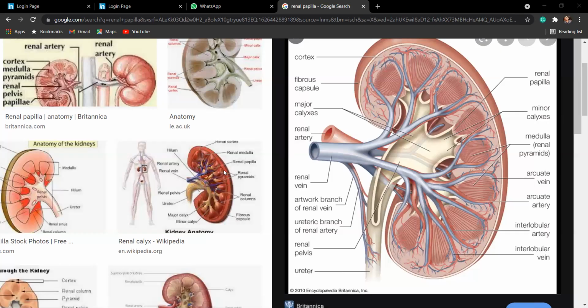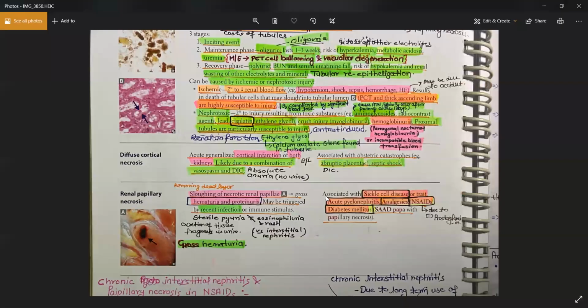Now let's go back to First Aid again and see. The patient must be having any of these risk factors. One is sickle cell disease. Second is acute pyelonephritis. Third is any analgesic use, the NSAIDs. And fourth is diabetes mellitus. Any of this history, you can remember by SAD PAPA: sickle cell anemia, acute pyelonephritis, analgesics, and diabetes mellitus. They all can have renal papillary necrosis also.